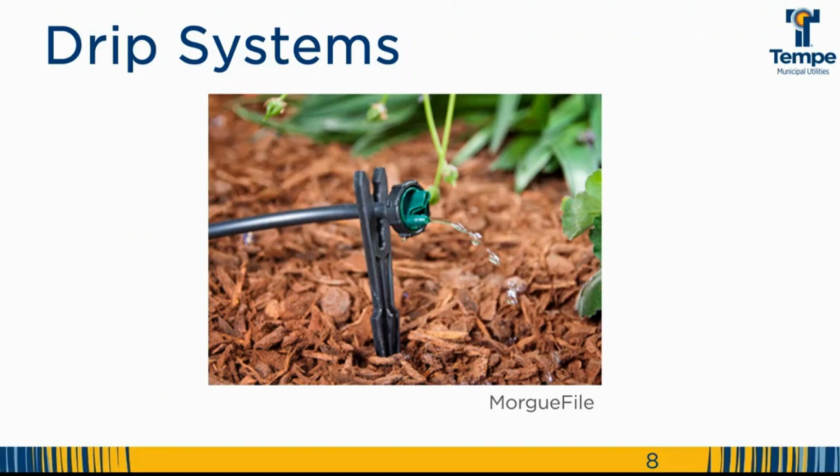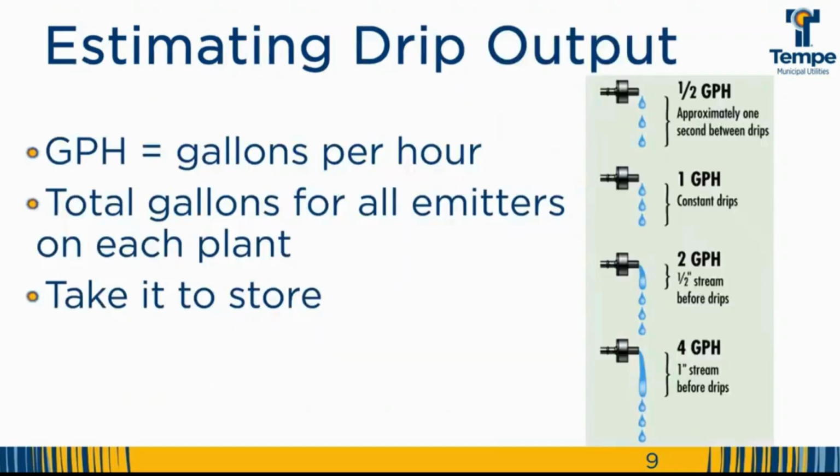However, drip systems are often not as efficient as they seem because they are complex. They have a lot of components. They require a lot of maintenance. There's a lot that can go wrong with them. So if not properly maintained, they may actually be wasting quite a bit of water.